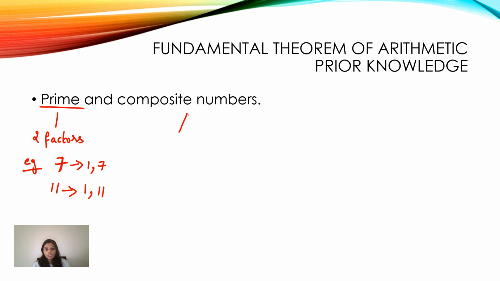Then what are composite numbers? A composite number has more than two factors. For example, 4. So if I take the number 4, what are the factors of 4?